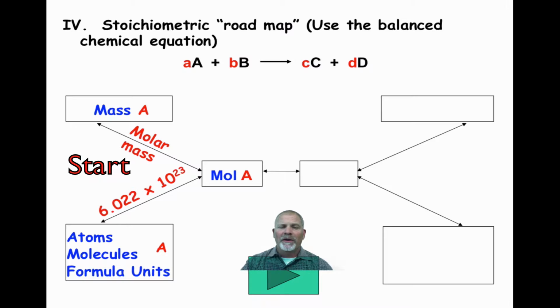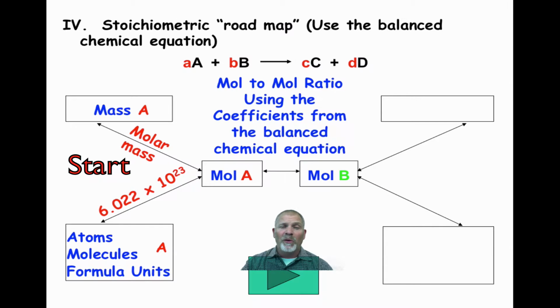Now here's a new part, and now what we can do when we get back to the mole, we can use the coefficients in the balanced chemical equation to move anywhere we want within the balanced chemical reaction. We can go from A to B, A to C, A to D, D to C, D to B, D to A, and go forward and go reverse. It doesn't matter. But where I'm starting is on the left-hand side, where I'm going is on the right-hand side. So I'm going to B.